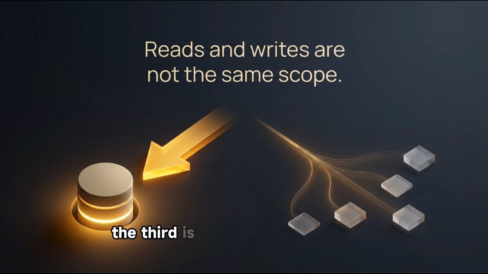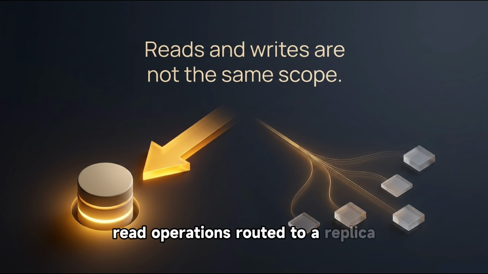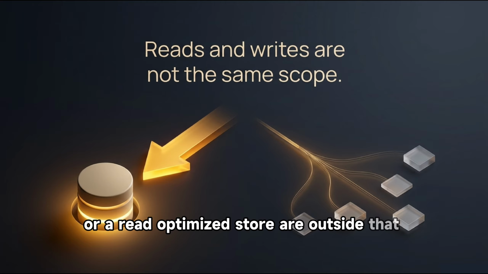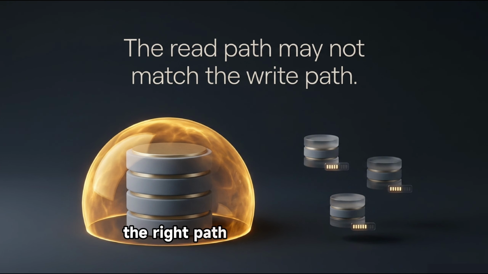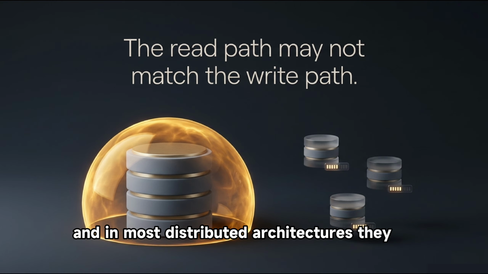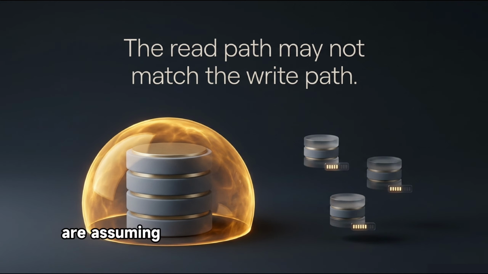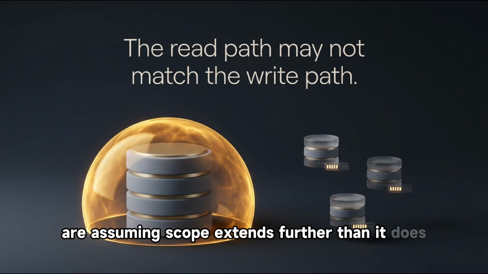The third is the read path boundary. Write operations on a primary node carry the consistency guarantee. Read operations routed to a replica, a cache, or a read-optimized store are outside that guarantee. The write path and the read path frequently have different consistency scopes, and in most distributed architectures, they do. Engineers who assume reads carry the same consistency properties as writes are assuming scope extends further than it does.